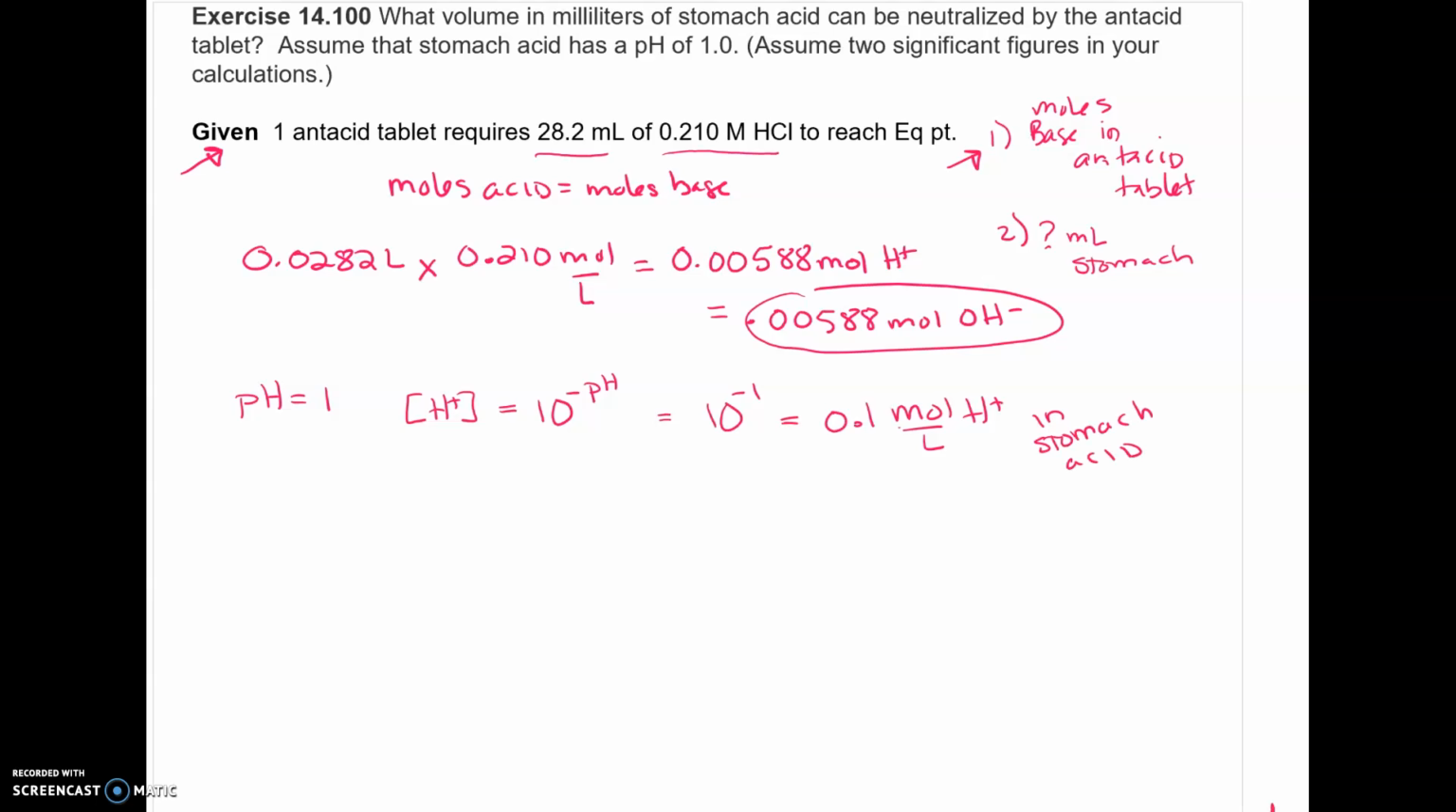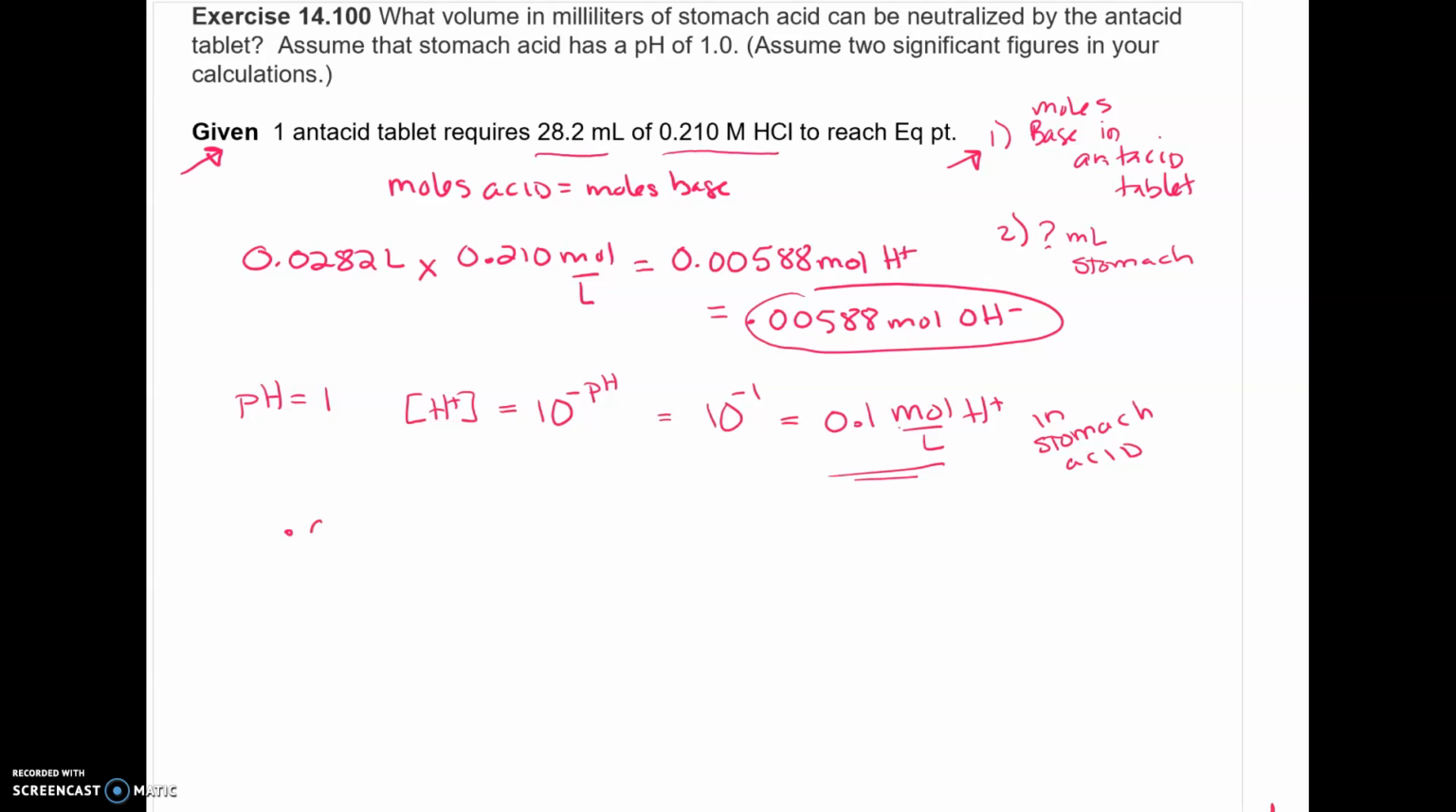So then the question becomes, what volume of this solution has the same number of moles of H plus as 0.00588 moles of hydroxide? Because I'm looking at the equivalence between the moles of the antacid tablet now and the moles of acid in the stomach.